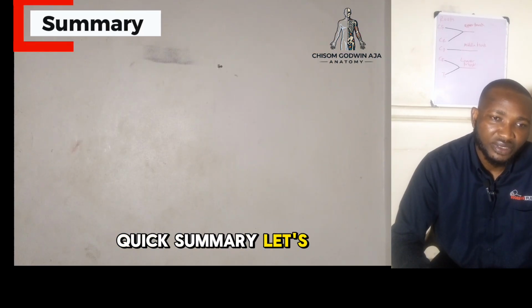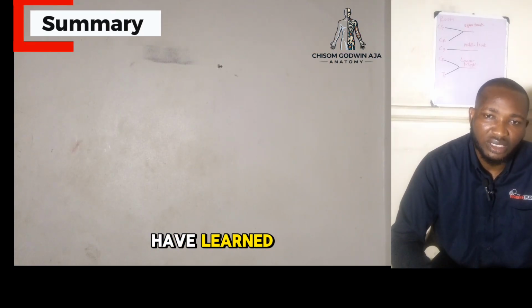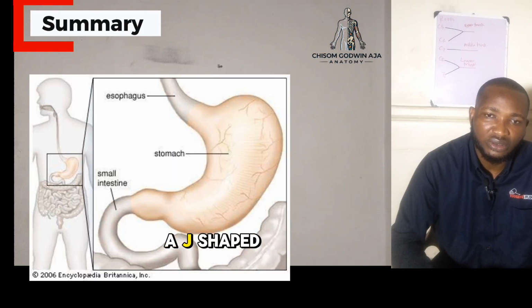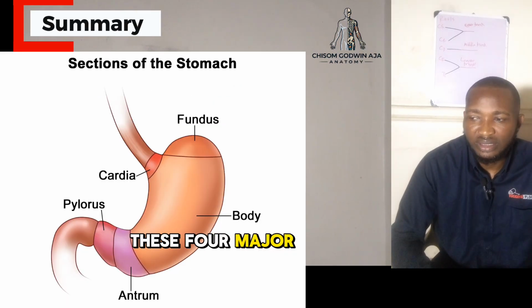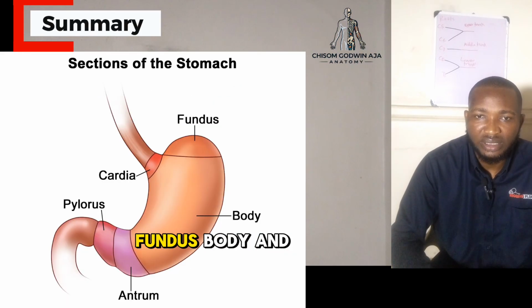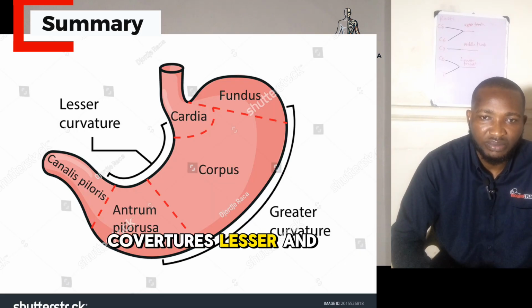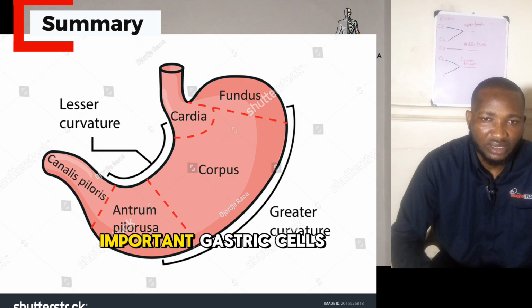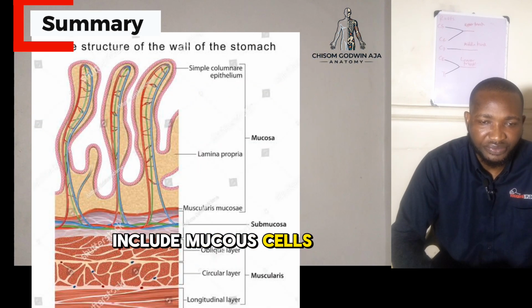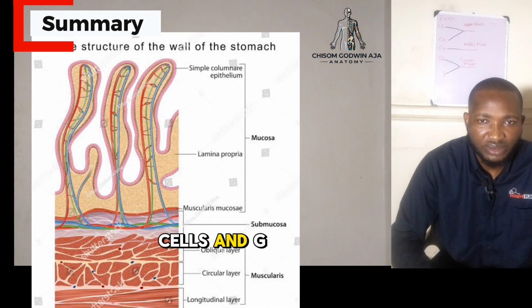Quick summary. Let's summarize what we have learned. The stomach is a J-shaped muscular organ located mainly in the upper left abdomen. It lies between the esophagus and duodenum. Its four major parts are cardia, fundus, body, and the pyloric part. It has two curvatures, lesser and greater. Important gastric cells include mucous cells, parietal cells, chief cells, and G cells.